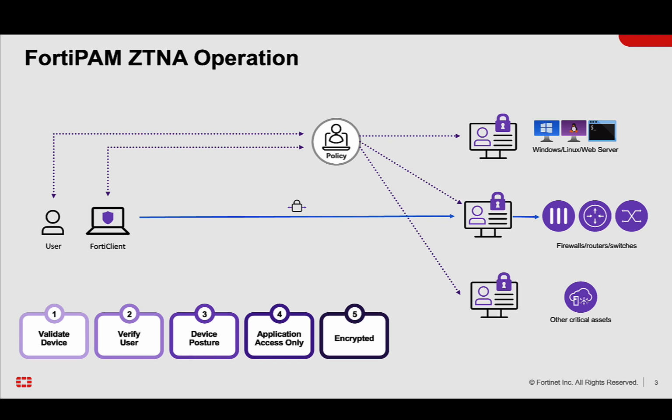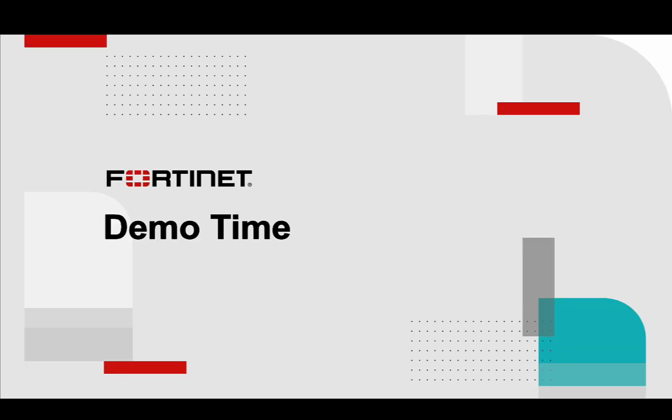When the device first connects, posture information is gathered by FortiClient and sent to the EMS server management plane. The device will then receive a certificate for identification purposes from EMS and a set of ZTNA tags, which are labels based on security posture rules. From there, FortiPAM can leverage these ZTNA tags to restrict access through policy. Now, let's see ZTNA in action with FortiPAM.